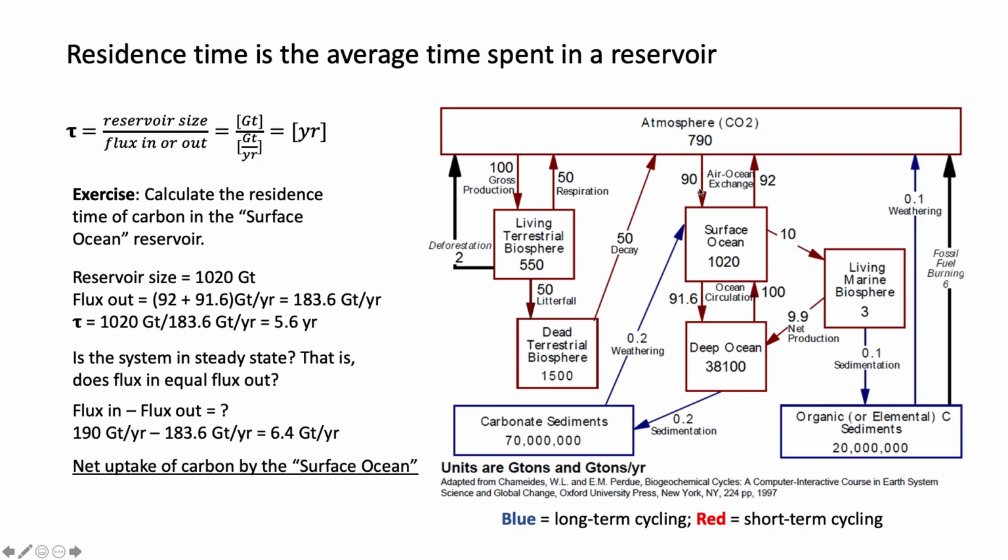So 100 plus 90, 190 gigatons per year, minus the value that we already calculated for the flux out, 183.6 gigatons per year, yields a positive 6.4 gigatons per year. Because this value is positive, we know that more carbon is fluxing in than is leaving that reservoir. So over time, the surface ocean, in this case, is accumulating carbon.